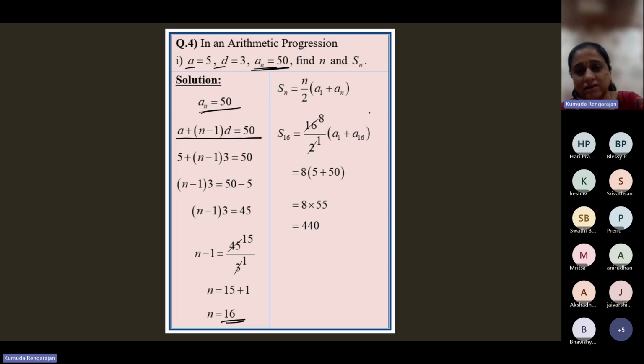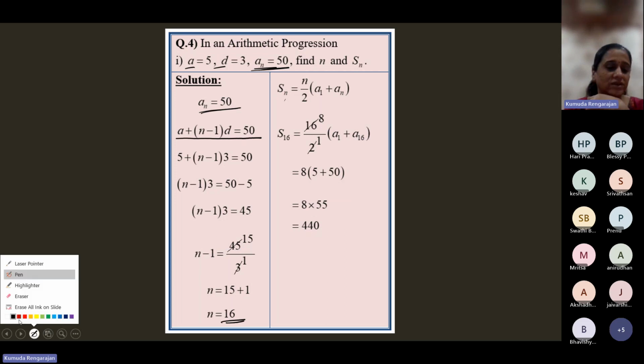Then you'll have to find Sn. Sn means N is N only. You'll have to substitute for the other variables. So if you use this formula, Sn is equal to N by 2 of A1 plus An. First term plus the last term. Sorry, here I've worked for S16. I'm sorry. The question is to find N and Sn, but I have worked for S16. Okay, I'll just show you the answer for Sn now.